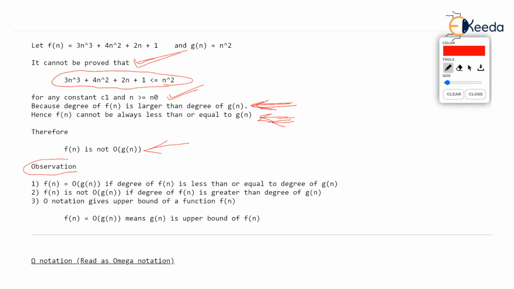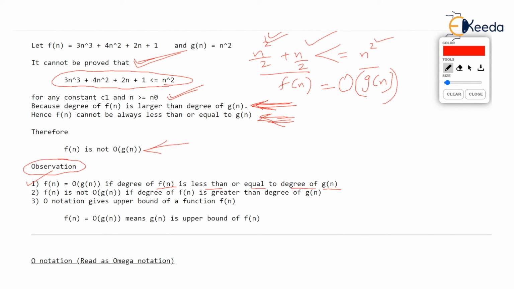The three things. Just check the first one. Fn is definitely O of Gn if degree of Fn is less than or equal to degree of Gn. See, in the first example, we had n square by 2 plus n by 2 as Fn and Gn was n square. Did we prove that Fn is O of Gn? Yes, we were able to prove that because both the polynomials were of equal degree, isn't it?